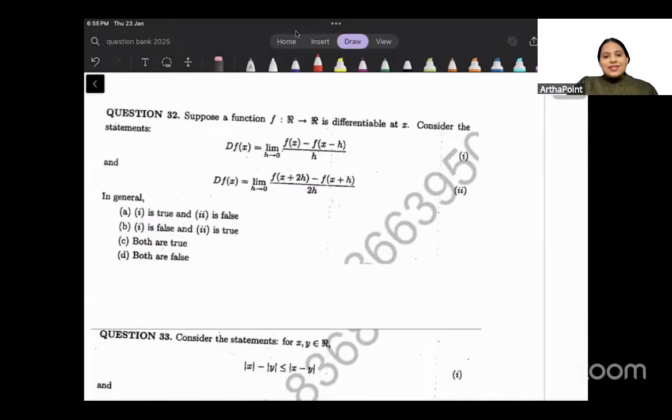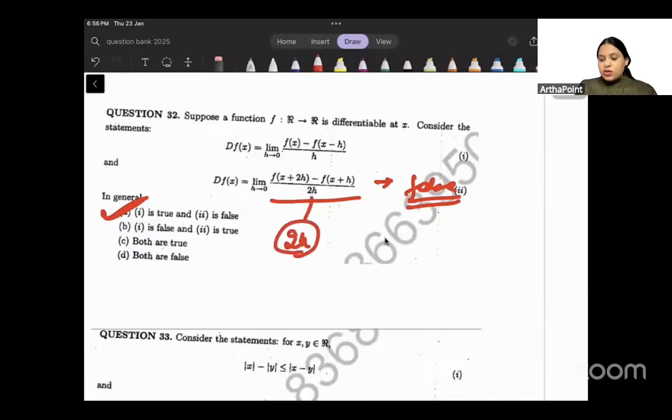Yes, that is the correct answer, of course. Absolutely. The correct answer will be A. Definitely, this is a false statement, right? If you look at the denominator, it should not be 2h. That is incorrect, right? You look here, the denominator is always the gap between these two. So denominator is h, right? Denominator should not be 2h here, right?